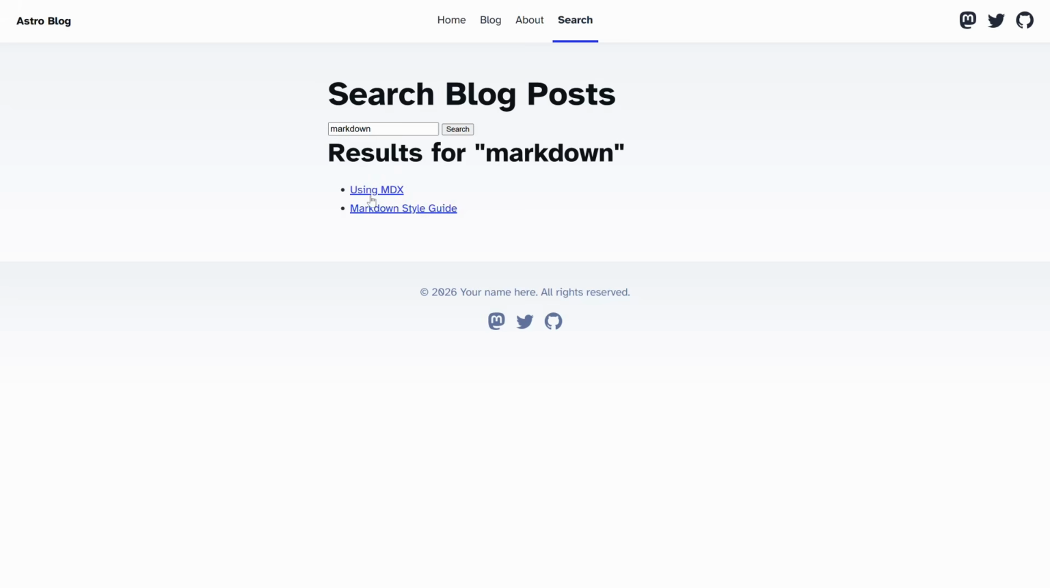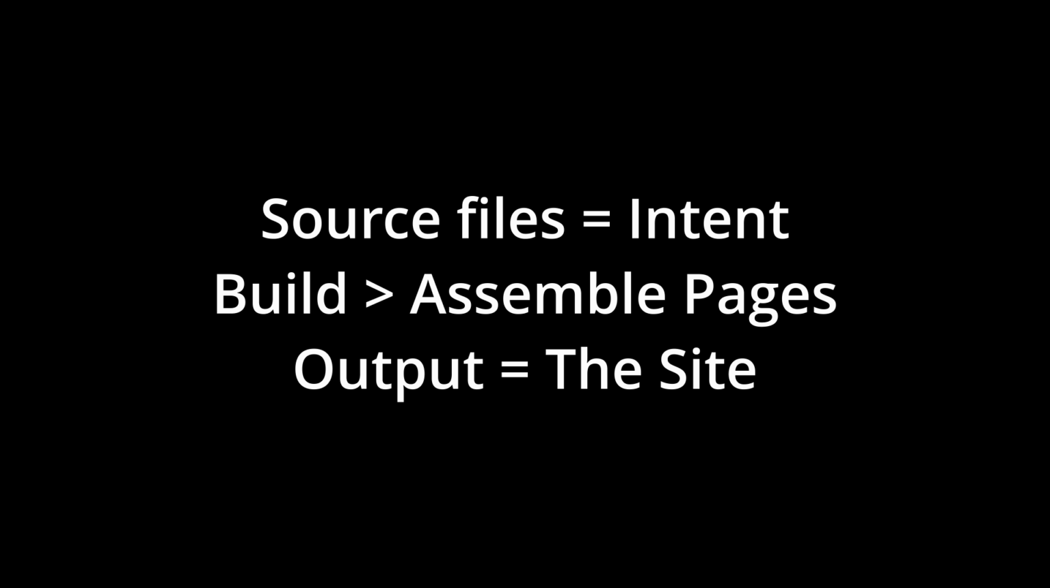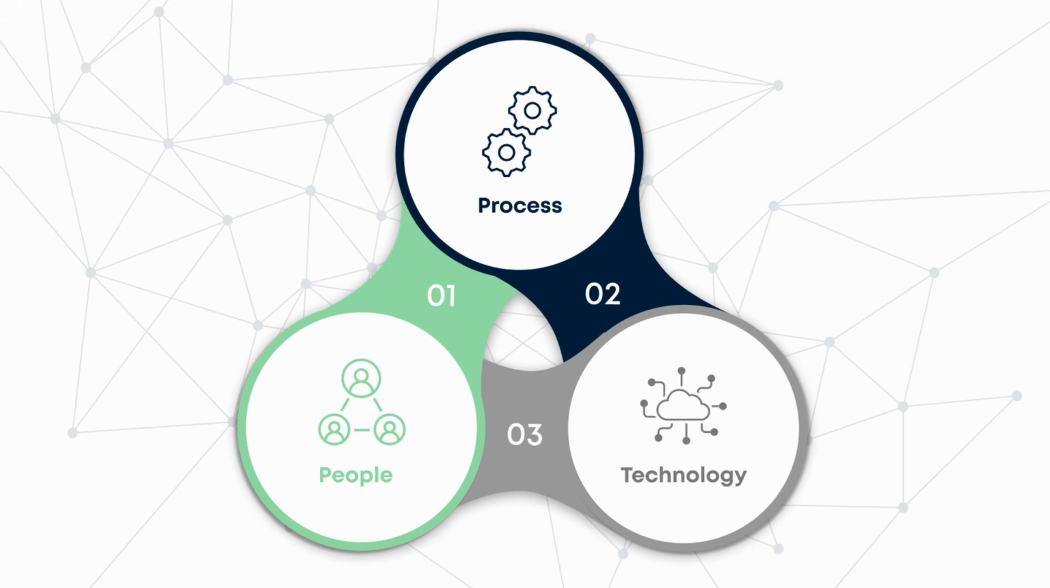Now let's zoom back out again. This workflow makes responsibilities clear. Source files define intent. Builds assemble pages. Output files become the site. Updates flow through the same path every time. That clarity changes how teams think about updates, ownership, and maintenance.